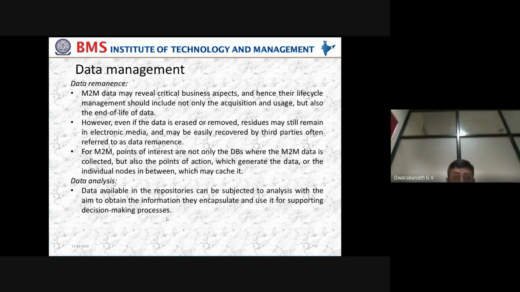Next, another very important thing is data analysis, where we will do predictions after analysis and all. We will represent the knowledge frames.